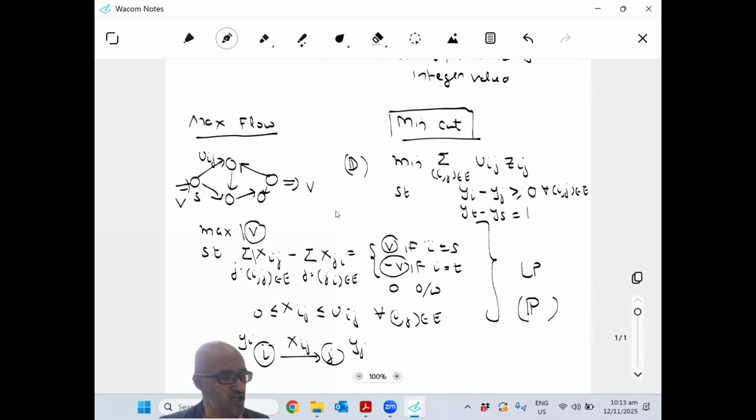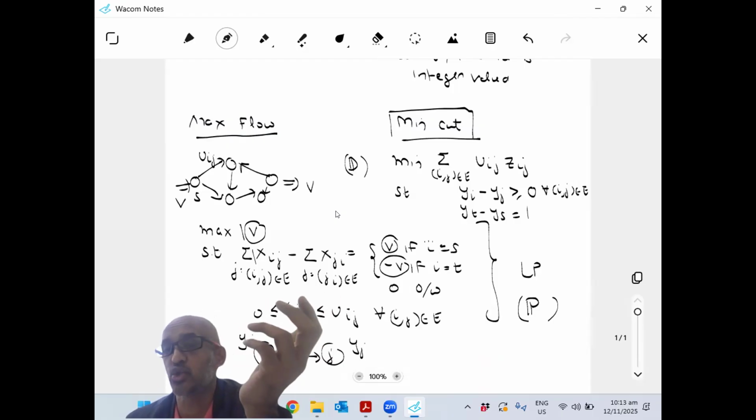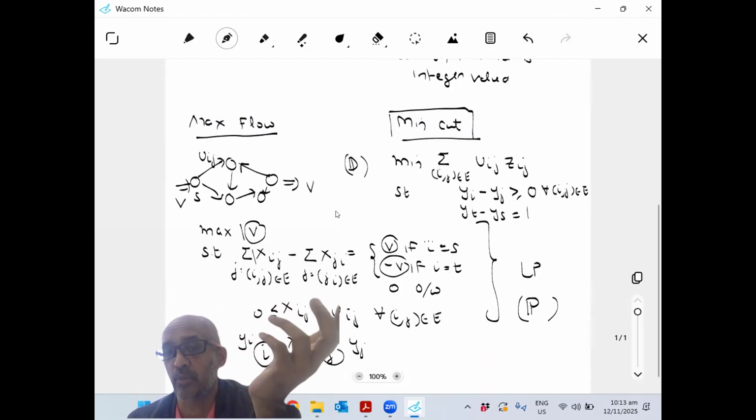Again, we did this last class. Can I check if you remember this formulation from last class? Yes? Okay. So my claim, or what we are going to argue, is that this actually is a min cut problem. So what is a min cut problem?